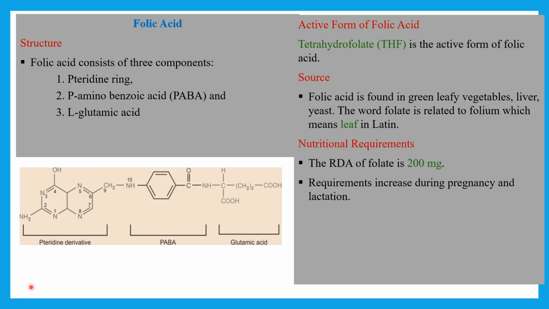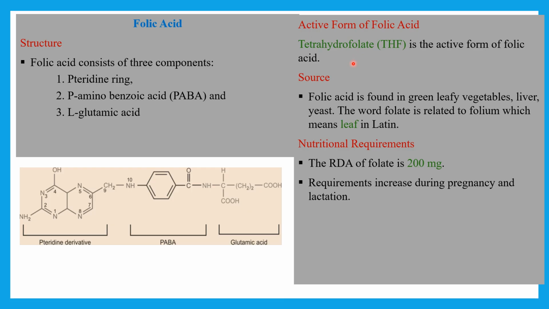Structurally, folic acid consists of three components. One is the pteridine ring, one is the para-aminobenzoic acid or PABA, and one is the L-glutamic acid. So this is the structure. This is the pteridine derivative, then PABA, para-aminobenzoic acid, and this is the glutamic acid. The pteridine derivative and PABA combined form the pteroic acid, and once they combine with the glutamic acid, they form the complete structure of folic acid.